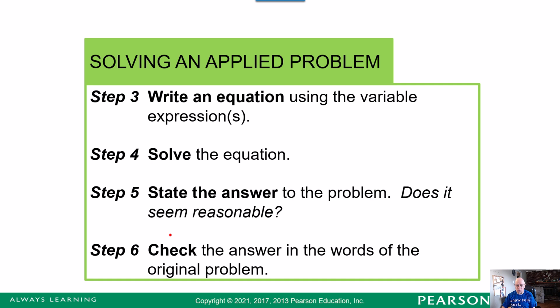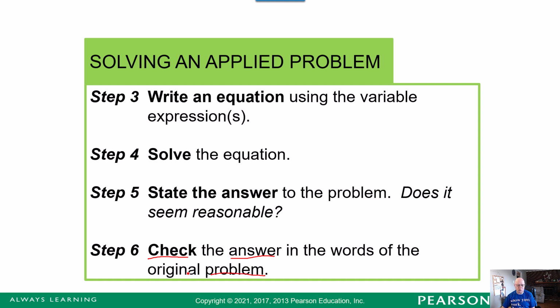If you're looking for how far Joe is from St. Louis, write down, Joe is 17 miles from St. Louis. Don't just say 17 miles. State the answer. That's supposed to be in words. Number 6, check the answer. So, check your answer, the written word, against the original problem. Do they match up?